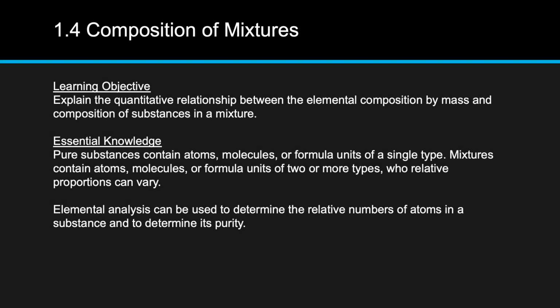All right, hello everybody. Today we are going over Unit 1, Lesson 4, which is on composition of mixtures in the AP Chemistry curriculum. Today's learning objective is to explain the quantitative relationship between the elemental composition by mass and composition of substances in a mixture.